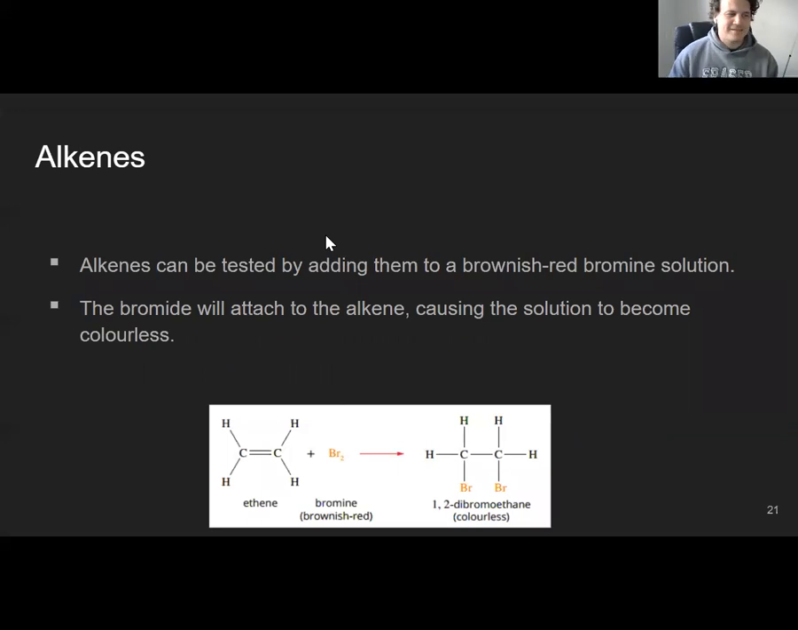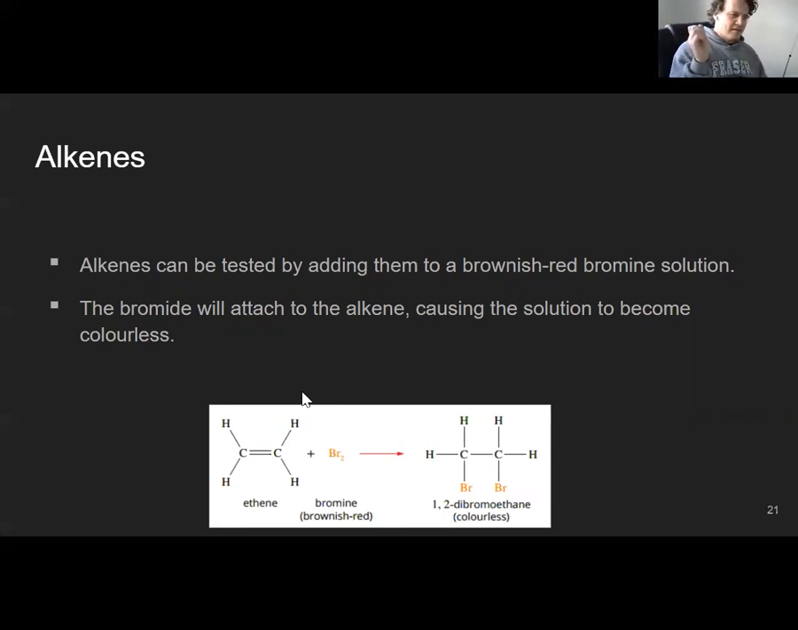So alkenes. I don't know if anyone's ever seen bromine. Anything that's got bromine in it, you should stay away from. So we take an alkene and we add bromine, which is brownish red. So when there's bromine free in the sample, it looks like pure death.